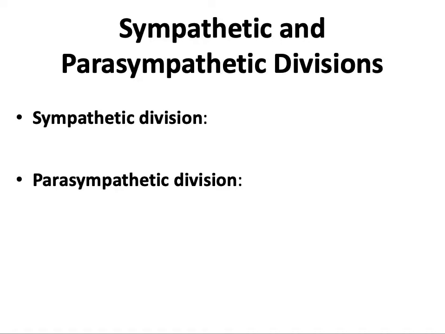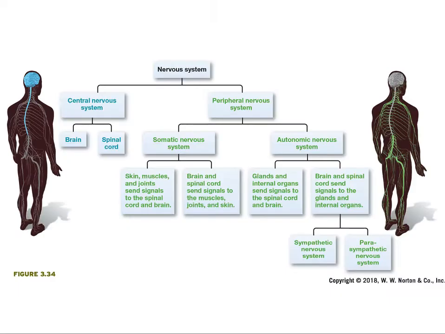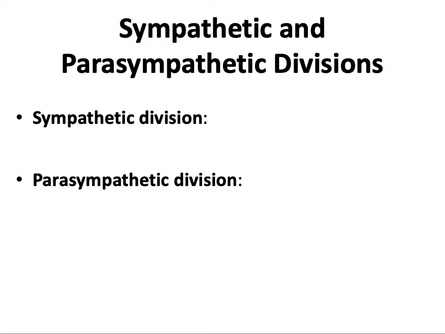The sympathetic and parasympathetic divisions. Remember that was underneath the autonomic nervous system. The sympathetic division prepares the body for action. The parasympathetic division returns the body to its resting state. Most internal organs are controlled by inputs from sympathetic and parasympathetic systems.